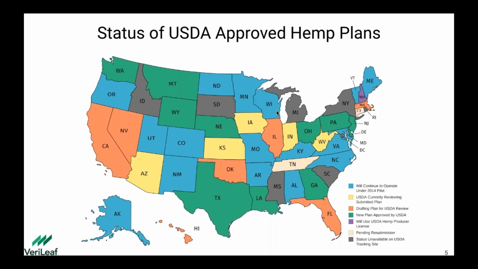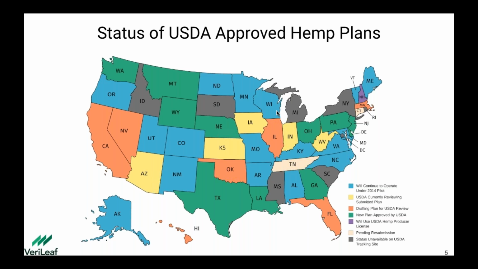So this nifty map we try to keep updated. It literally changes every single day. We log into the USDA and there's a change, but we do our best to keep up with it because we know it's really important for banks to understand the laws in the areas that they're serving these hemp, marijuana, and CBD businesses in order to design the due diligence and properly mitigate the risk. So this is where we are on the state of the USDA approved plans.